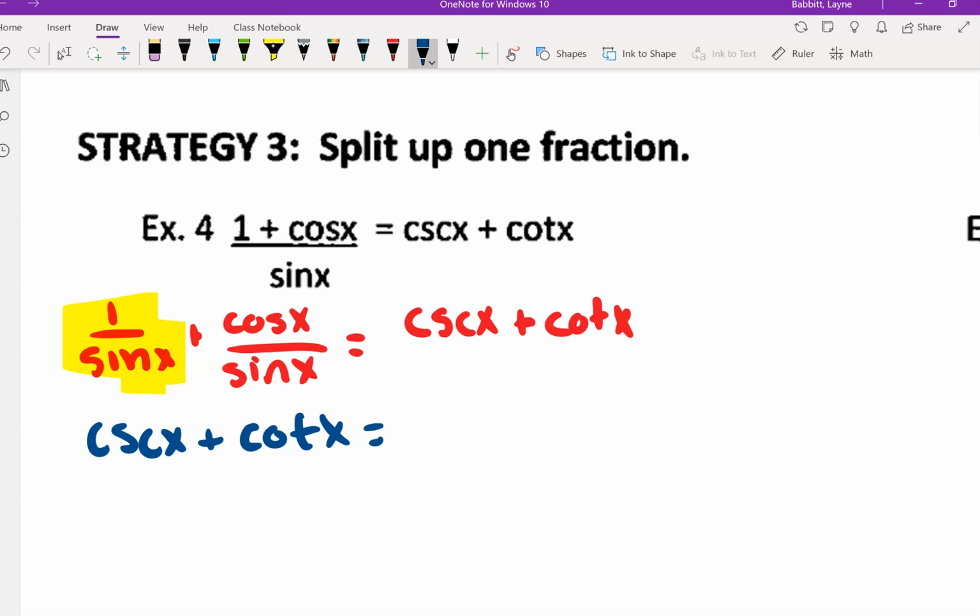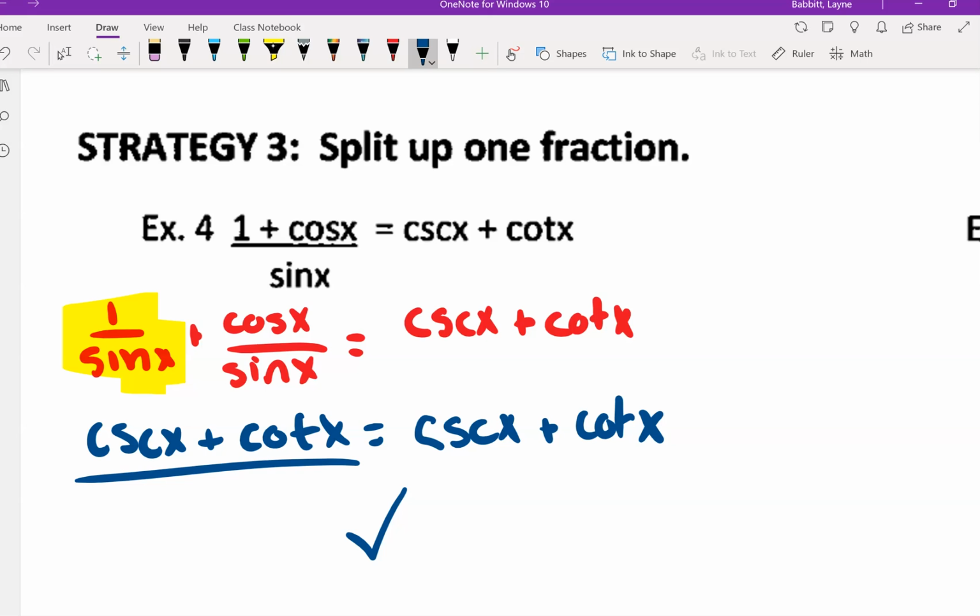So that was quick and easy. We are now done. The left side of the equation equals the right side. So we are done.